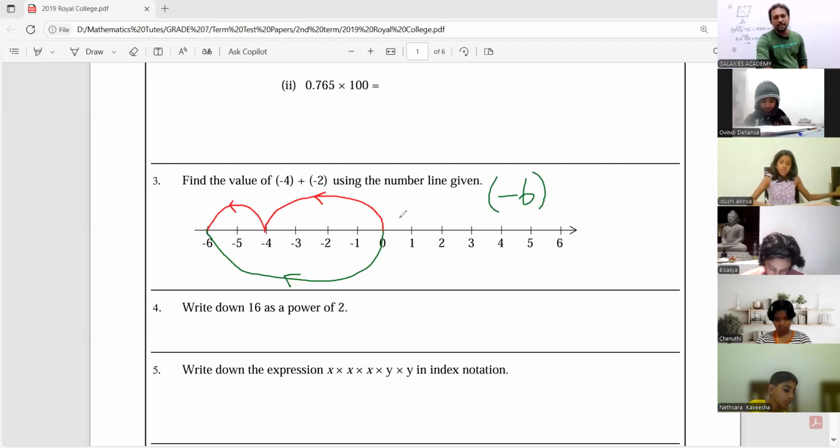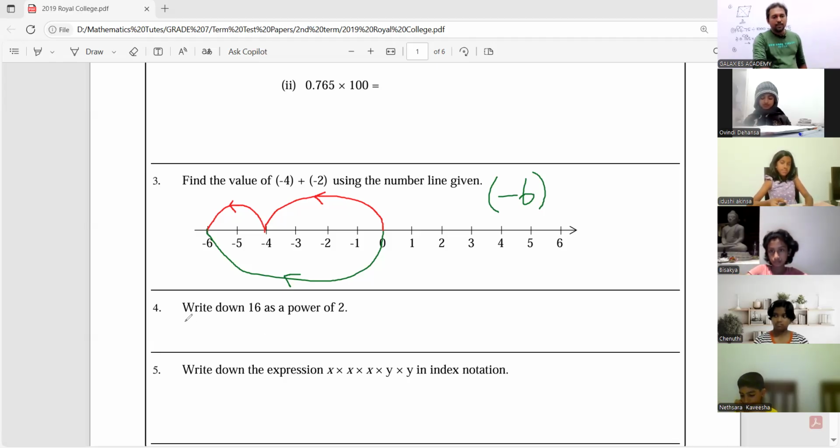Right? It is the method to find the simplification of directed numbers, addition of directed numbers using a number line. Also, we discussed how you can find the answer without using the number line. Okay.